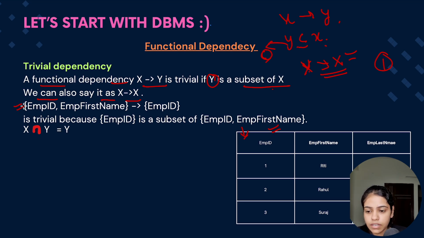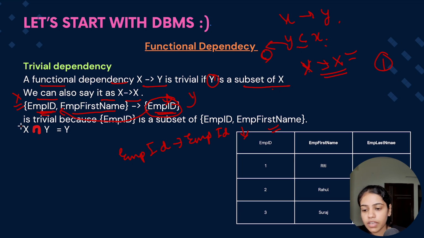Now consider that here there is a dependency given where employee ID and employee first name is determining employee ID. Now this is y and this is x. In y we have employee ID and in x also we have employee ID. So we can say that y is a subset of x because the element which is present in y is also present in x. So employee ID determines employee ID, and employee ID, employee first name determines employee ID. Now this is trivial because employee ID is a subset of employee ID and employee first name.